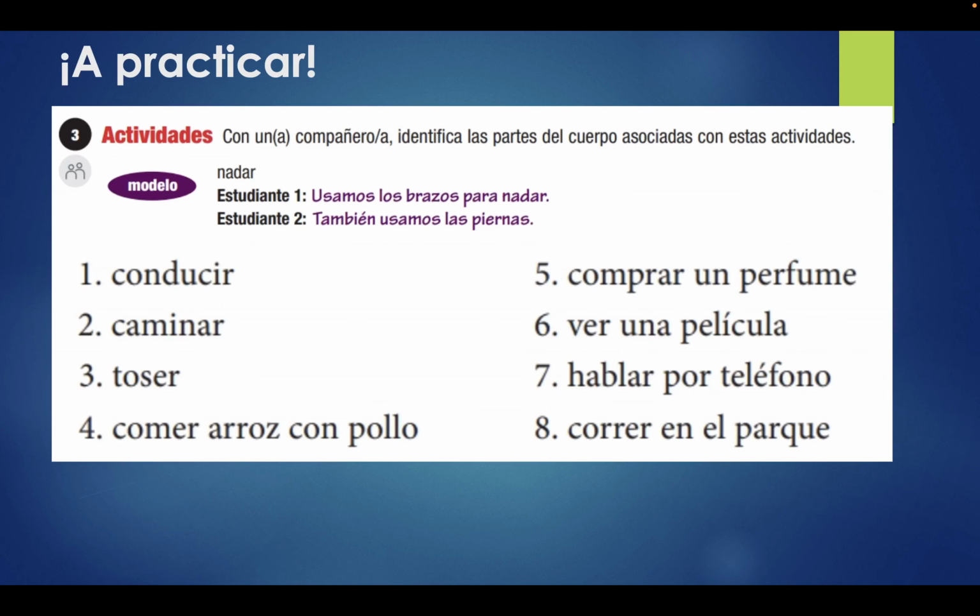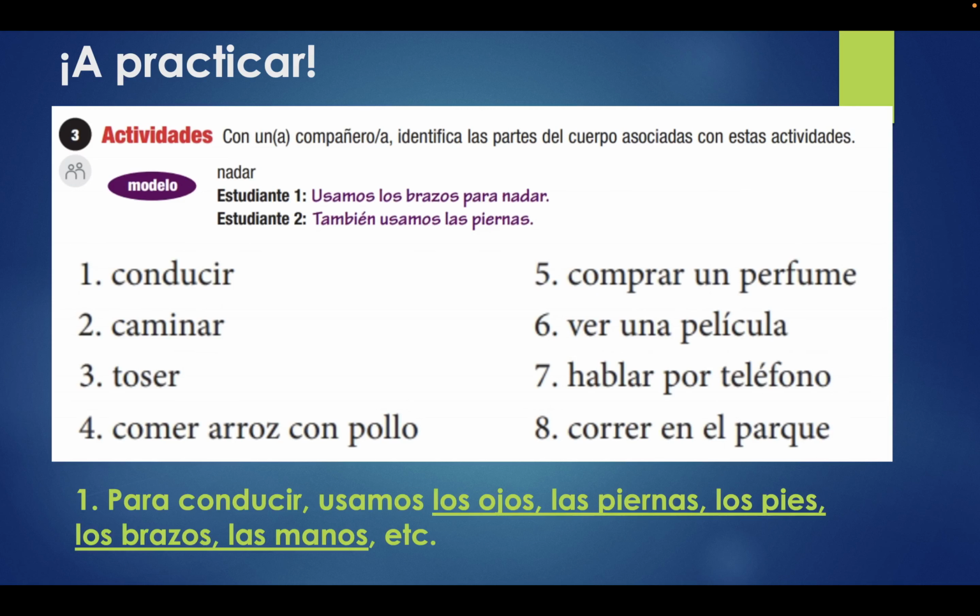Awesome. All right, so you've got those vocab words down. It's time to practice. So I want to know, ¿qué partes del cuerpo usas? What parts of your body do you use? So it's going to give you a verb, and you're going to tell me what you use for that verb. So for example, número uno, we're given conducir. We know that conducir means to drive. So I would say, para conducir, in order to drive, usamos los ojos, we use our eyes, las piernas, our legs, los pies, our feet, los brazos, our arms, and las manos, our hands.